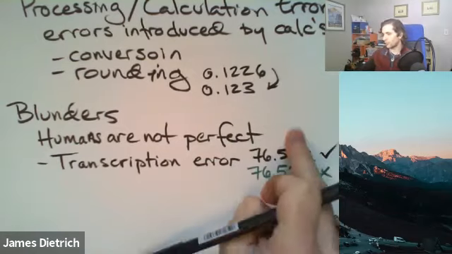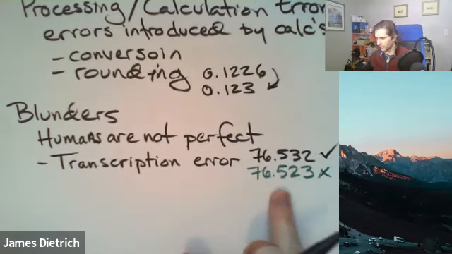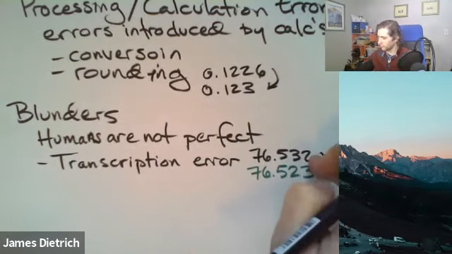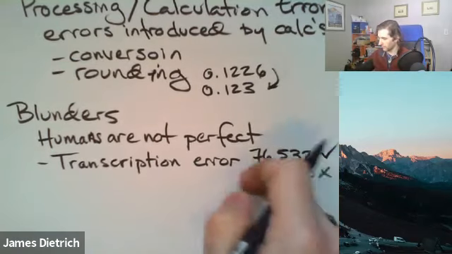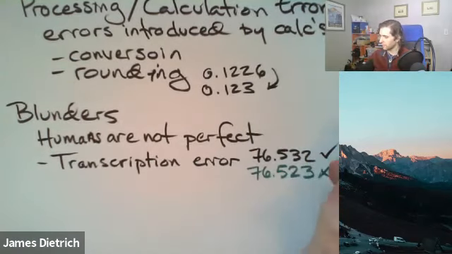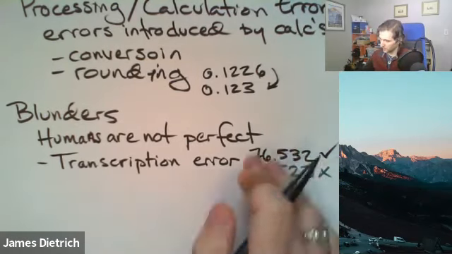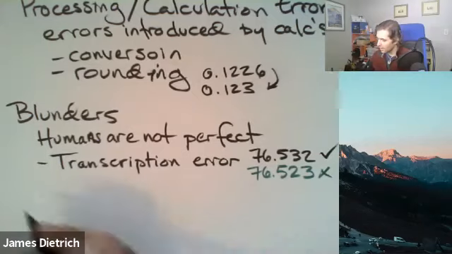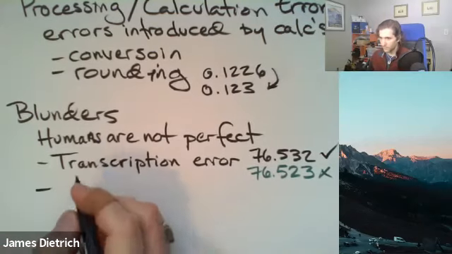Now, could you fix that? Yeah, you might be able to discern that 3 and 2 are backwards, because the rest of it's the same. So if something is way off, you might be able to correct for that, but not always.